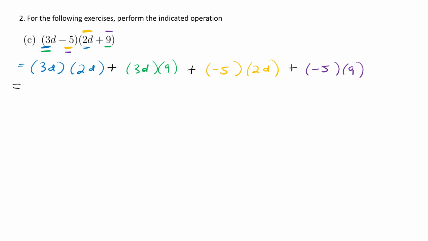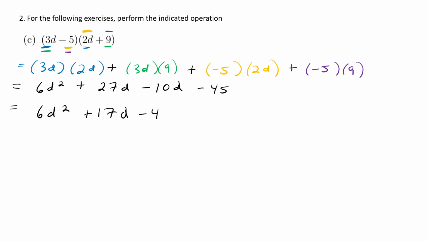So 3d times 2d is going to be 6d squared, plus 3d times 9 is going to be 27d, plus negative 5 times 2d, so this becomes minus 10d, plus negative 5 times 9, so minus 45. And just like when we add and subtract, we want to combine and simplify. So I'm going to get 6d squared, 27d minus 10d is going to be plus 17d, and then minus 45. So systematically, we take each term in the first polynomial, this one just happens to be a binomial, and multiply it by each term in the second.